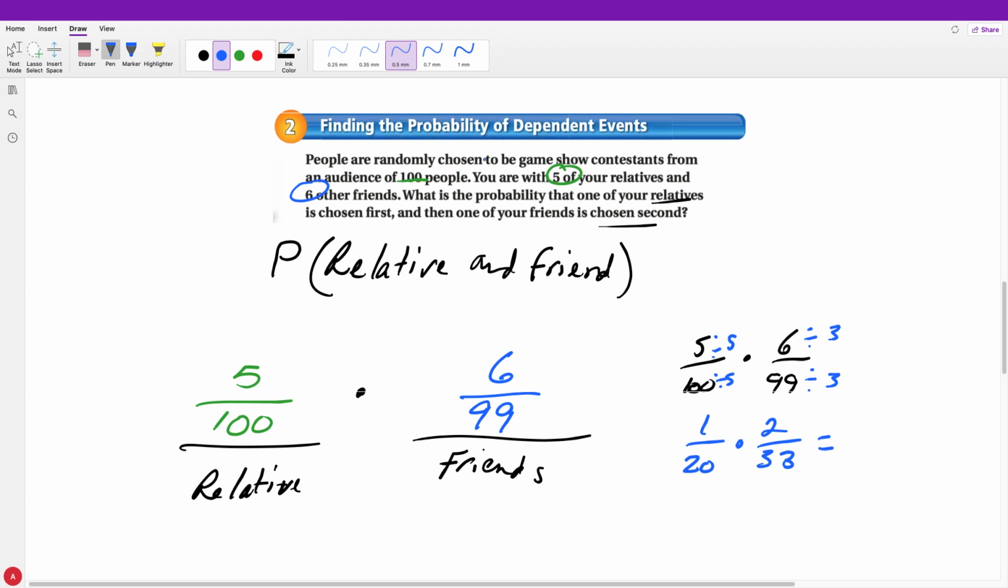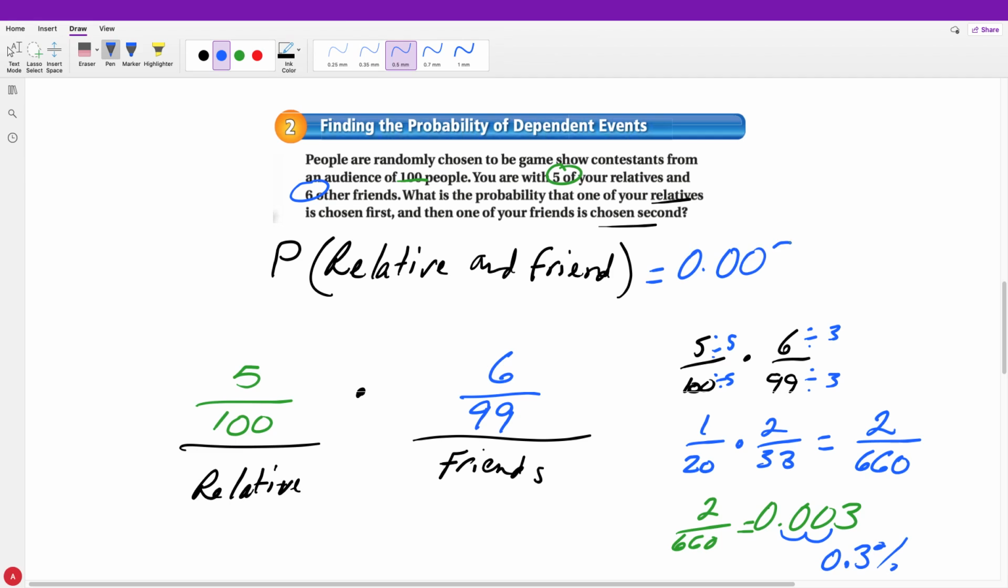And then we will multiply our numerator with our numerator and get 2. And then our denominator with our denominator, which is 33 times 20, which is 660. So that will give us our fraction. Remember, I do want you guys to start doing this in decimals or percentages. And 2 out of 660 is equal to 0.003. Or if we wanted to write this as a percentage, we can go 1, 2, so 0.3%. So either of those would be acceptable, 0.003 or 0.3%.